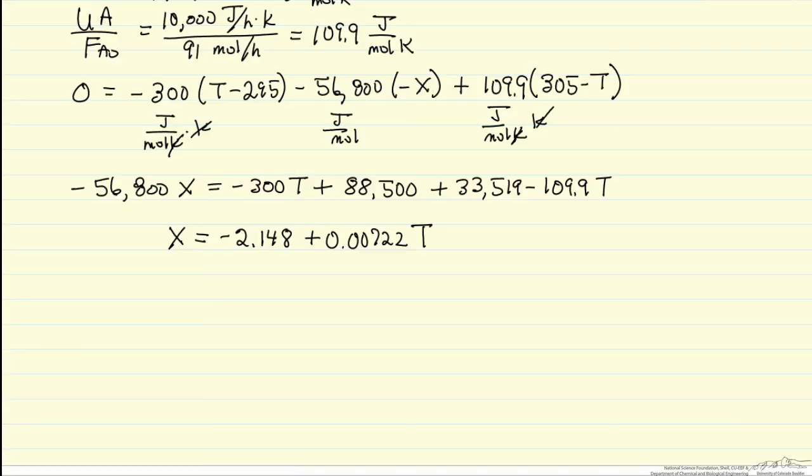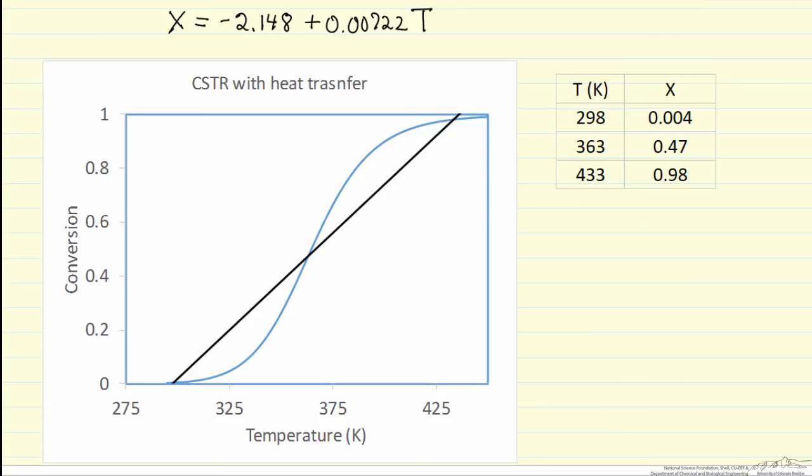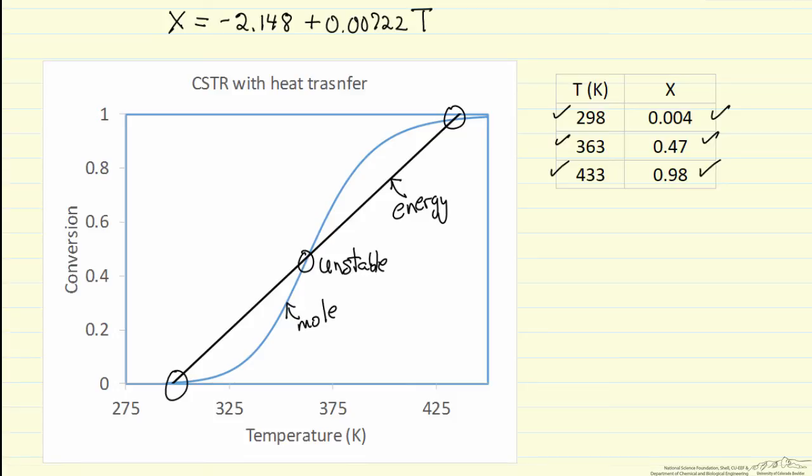I also have X in terms of temperature from the mole balance. And what I'm going to do is just plot those with Excel, and then I'll show you the plot that I get. So I plotted conversion versus temperature in Excel. This is the energy balance, a straight line. This is the mole balance. These are the steady state solutions. This is an unstable one, but for now we're just interested in the three temperatures, and you can read off the graph the corresponding conversions. This is the objective of the problem: to determine what the steady state solutions to the mass and energy balances are.